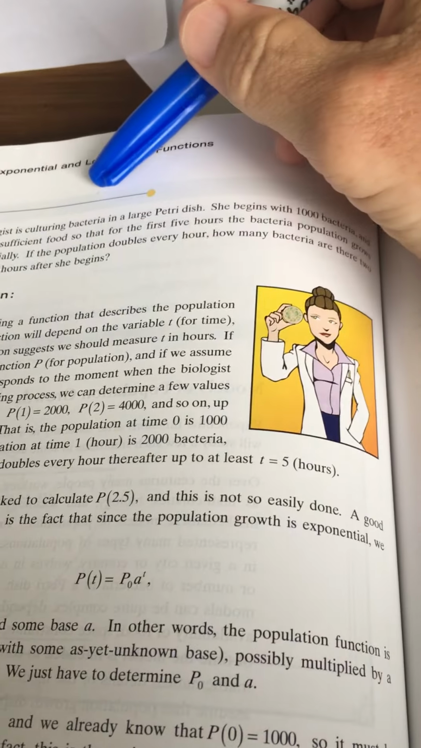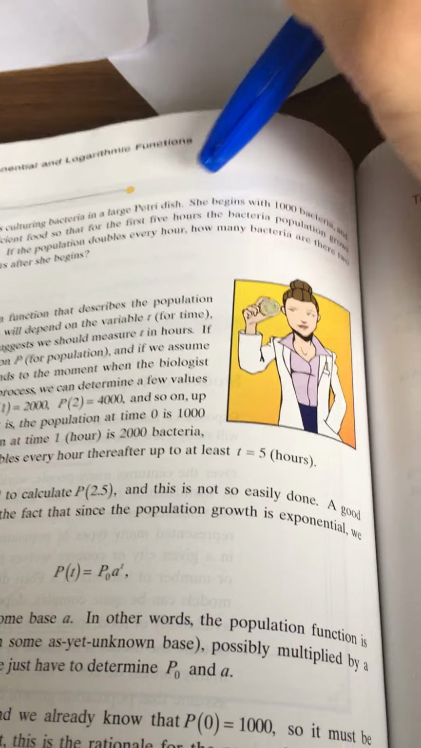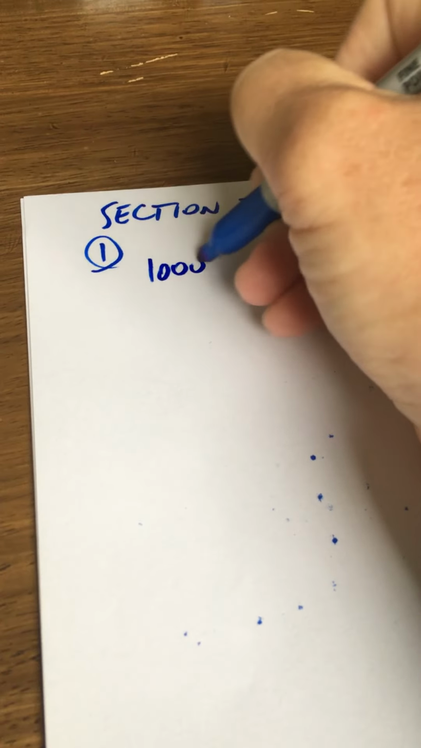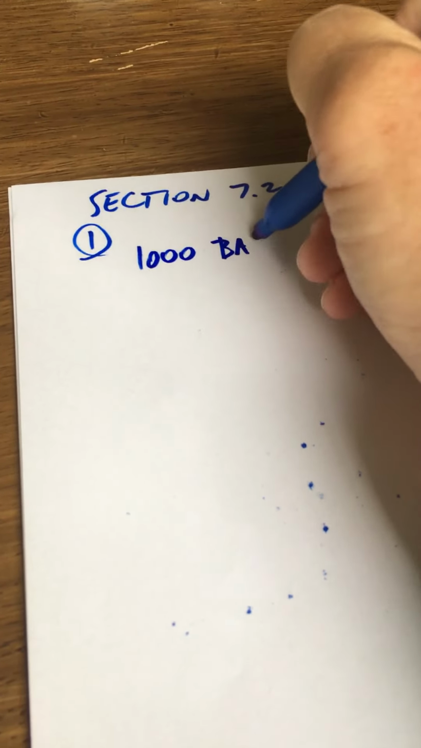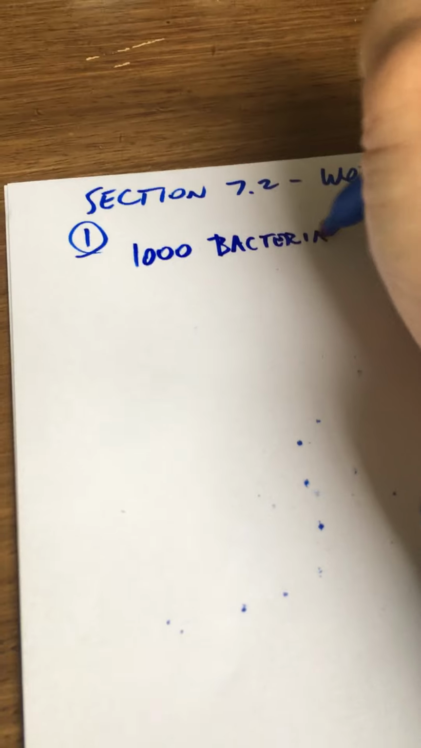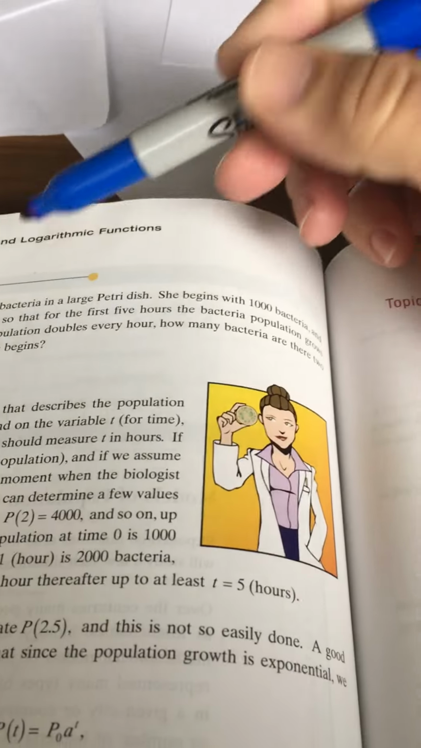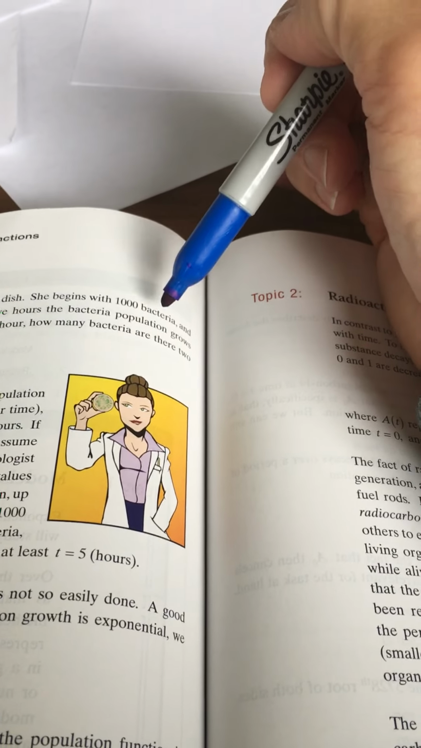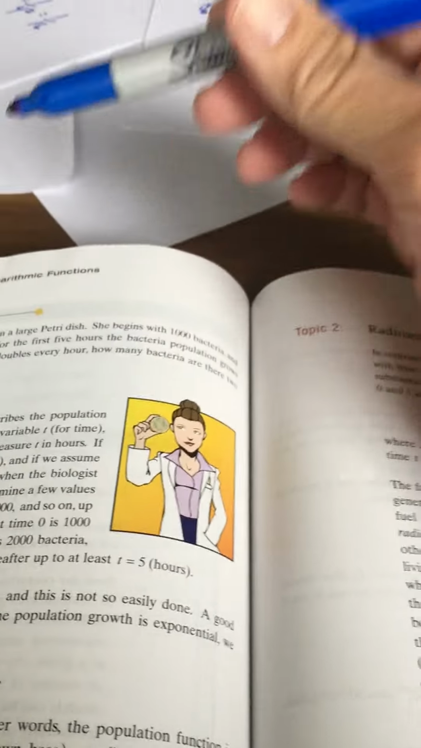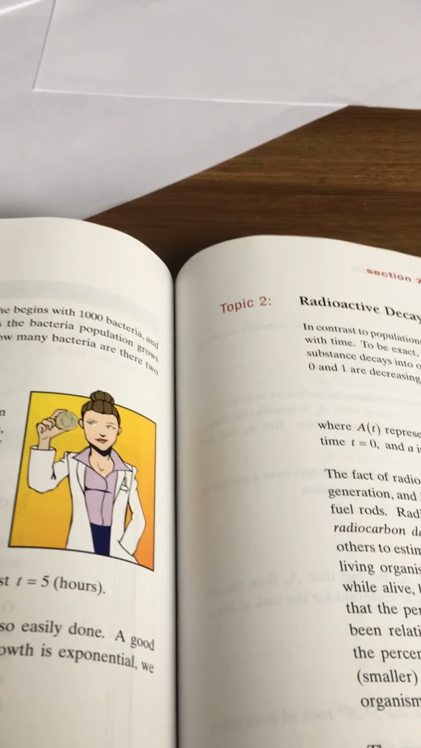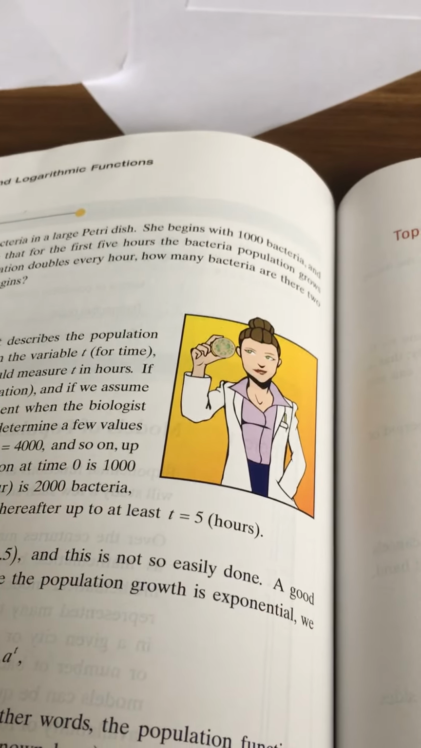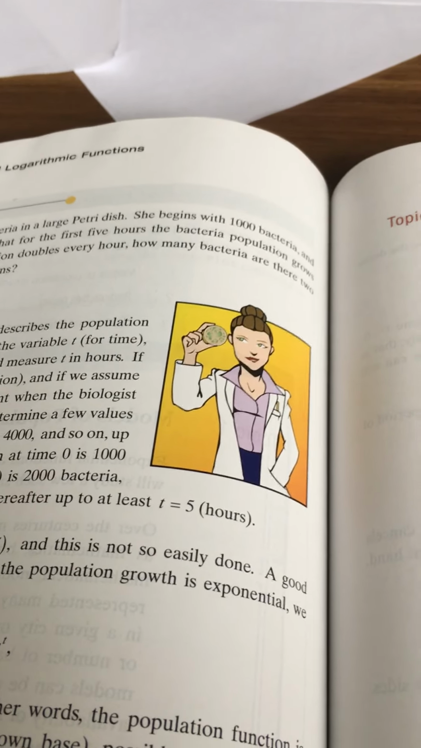This one says a biologist is culturing bacteria in a large petri dish. She begins with 1,000 bacteria. So I'm going to write down the important stuff over here on my piece of paper. She starts with 1,000 bacteria. And then supply sufficient food so that the first 5 hours the bacteria population grows exponentially. So if the population doubles every hour, how many bacteria are there 2.5 hours after she begins?